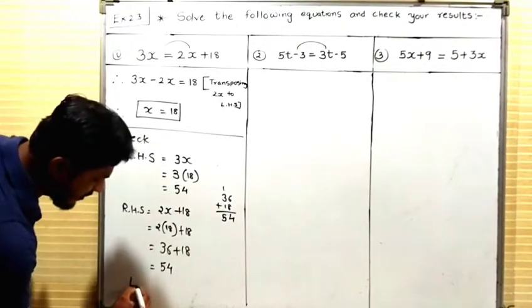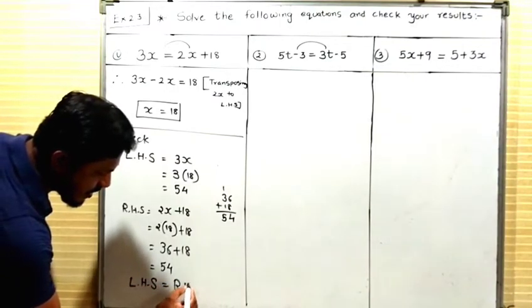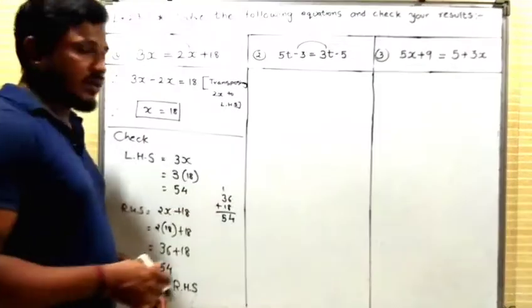So write down over here LHS equals RHS. We verified this condition. Now let us see another sum.